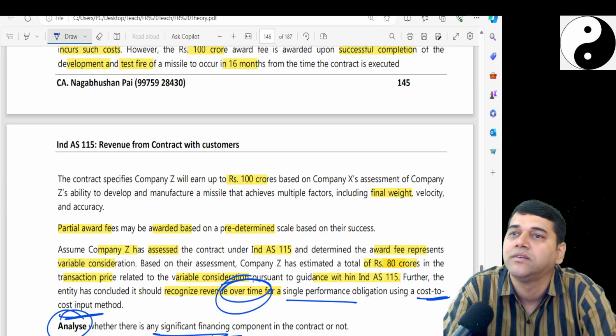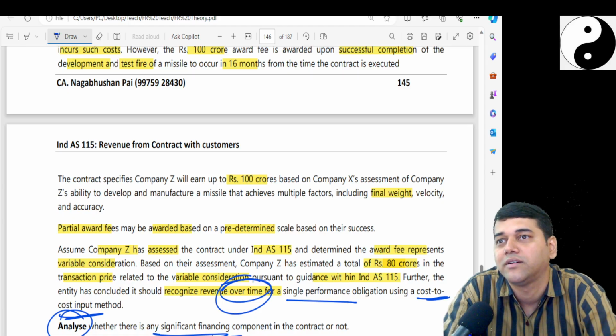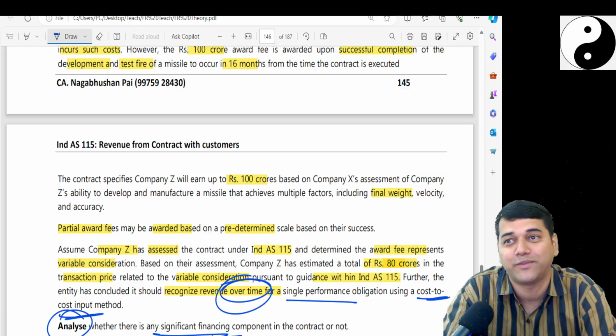Yes, tell me. Is there a significant financing component? What is a practical expedient? Practical expedient is for what? Time value of money or something else?